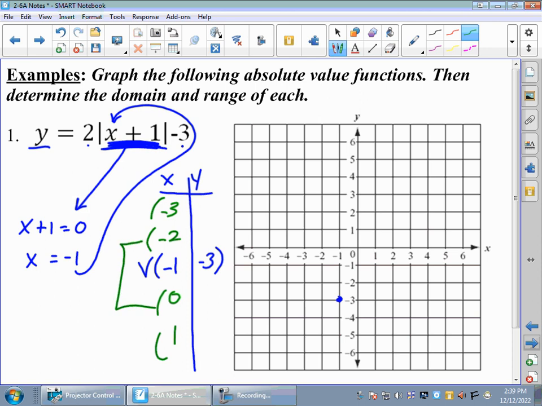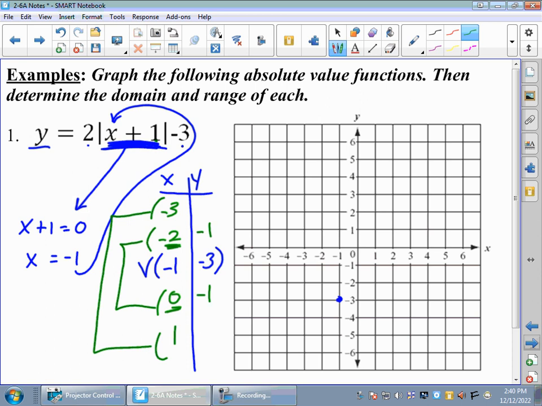0 and -2 are going to be buddies because they're both 1 unit away from the vertex. And 1 and -3 are buddies because they're both 2 units away from the vertex. So it doesn't matter which one you plug in. You can plug in 0 or you can plug in -2. They're both going to give you the same answer. When you plug in 0 and add 1, you get 1. The absolute value of 1 is 1. When you plug in -2, you get -1, and the absolute value of -1 is still 1. So either one. 1 times 2 is 2. 2 minus 3 is -1.